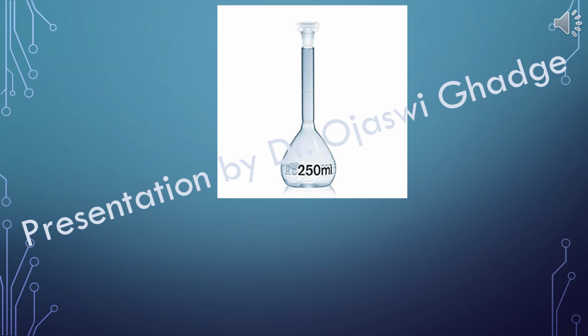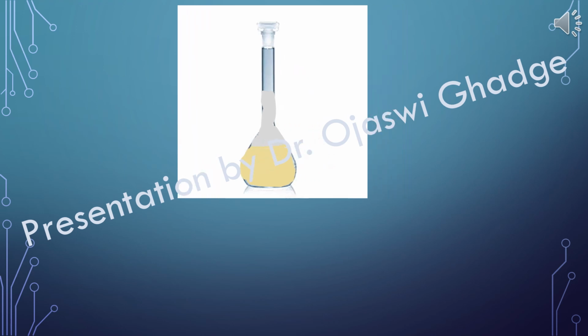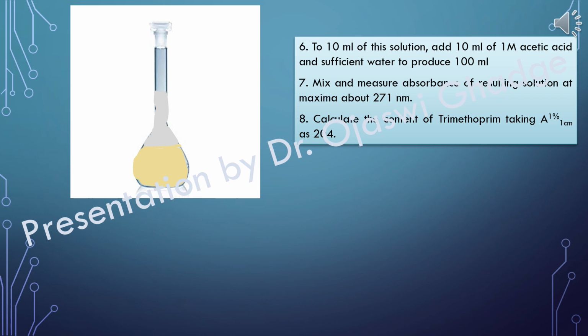Now we will take this volumetric flask of 250 ml. To this we will add the 200 ml of acetic acid in which trimethoprim is present. We will make up the volume up to 250 ml with acetic acid as per the given procedure. Then look at step number 6. This is our sample which we have weighed. From that weighed sample, trimethoprim has now gone into this 250 ml volumetric flask.